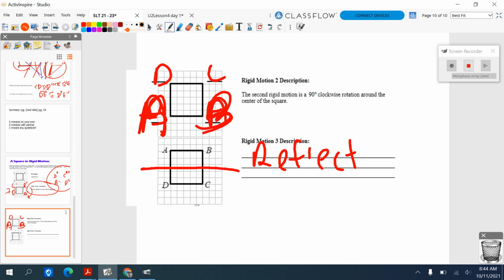I guess you can say a translation where D and C go up, where it's like this, and then a reflection, but really a reflection over the perpendicular bisector of line AB and BC. Right? I know it's a short period. Hopefully that filled the time.